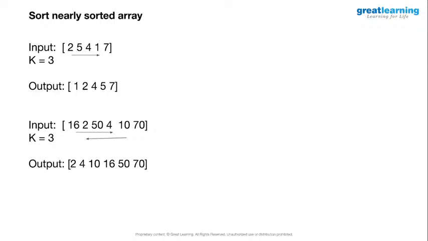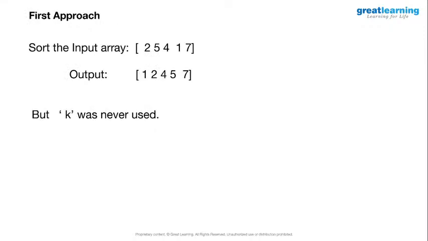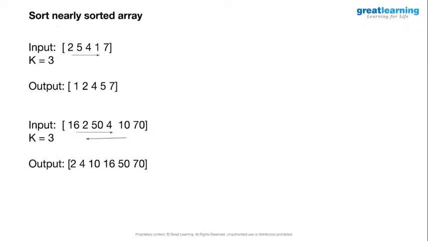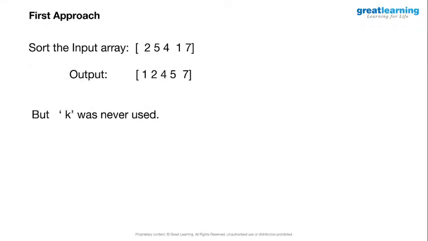Quickly guys, now you will be thinking, okay, I will sort this array. Okay, done. But did we use this k factor anywhere? No. Again the time complexity will be order of n log n for sorting this. But we never use this k. Is this k useless? No, right? So how to use this k?